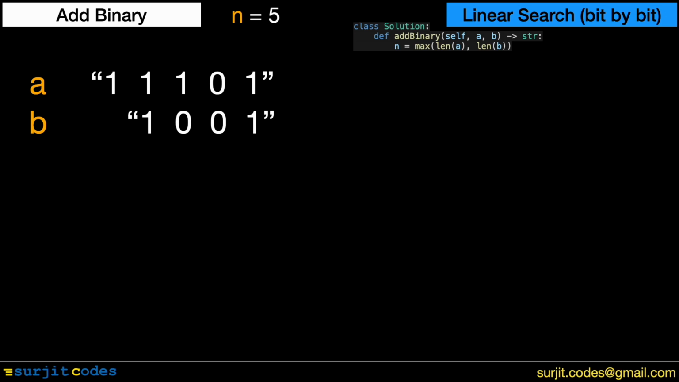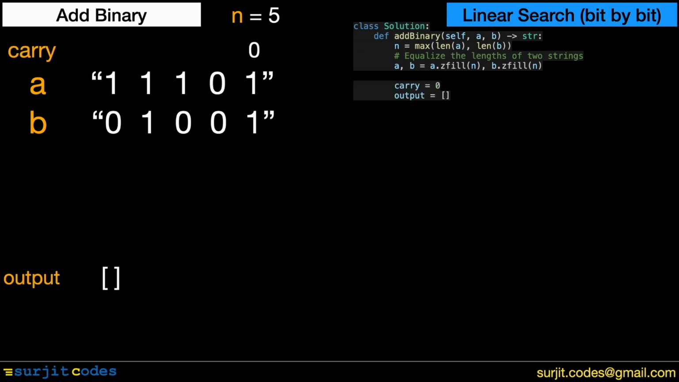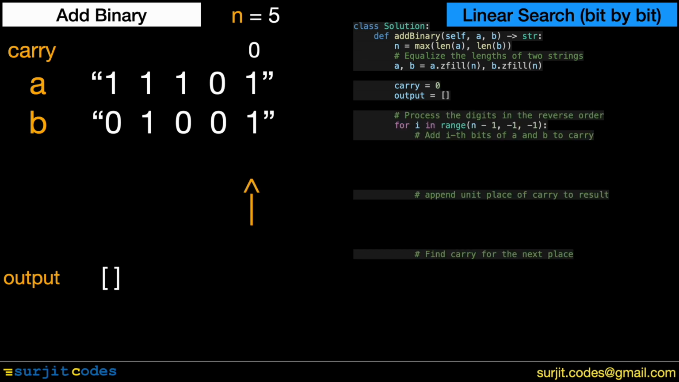We define n to be the larger of the two lengths and expand the smaller string to make A and B of equal lengths by filling the required number of zeros to the left of the smaller string. zfill is the Python function for this purpose. Next, we define an integer named carry and initialize it to 0 and create an empty list named output. We start processing all the digits in the reverse order in a loop, starting with the lowest order bit first.